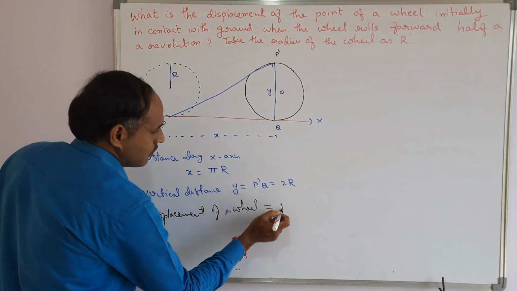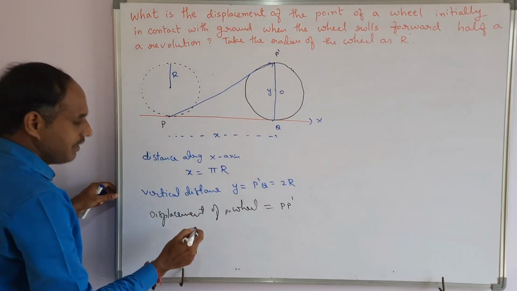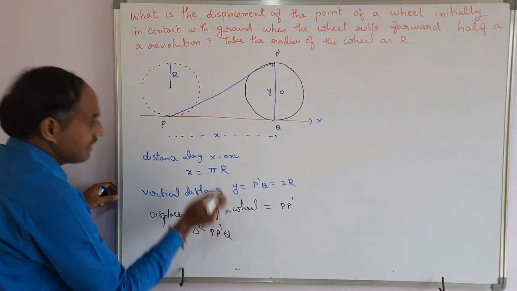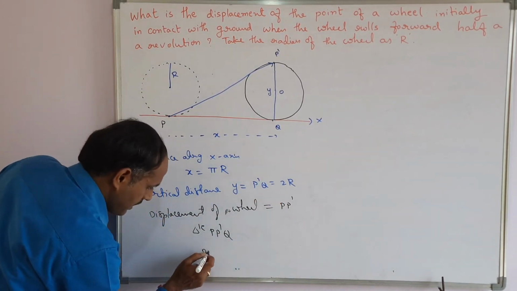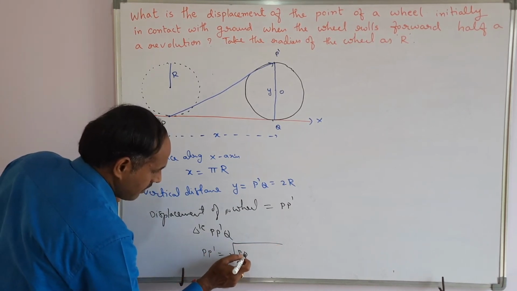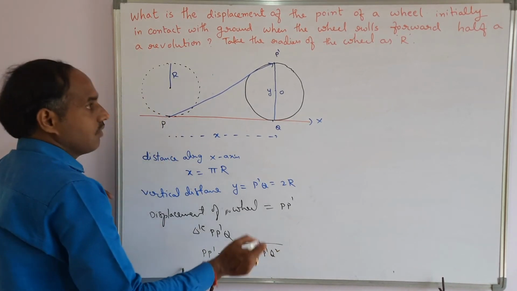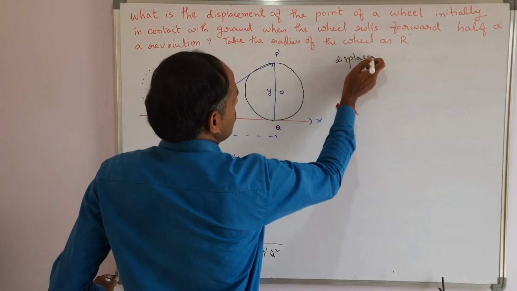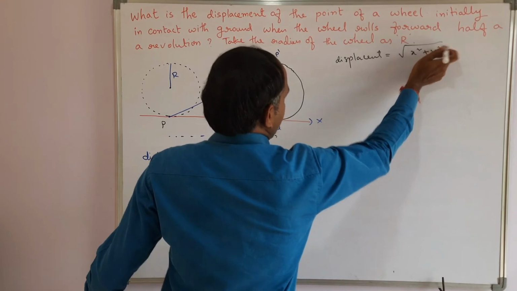So this is equal to P dash. This P dash can be obtained here. P dash Q is a right angle triangle. So in this we can write P dash is equal to square root of PQ square plus P dash Q square. Otherwise we can write displacement is equal to under root of x square plus y square.